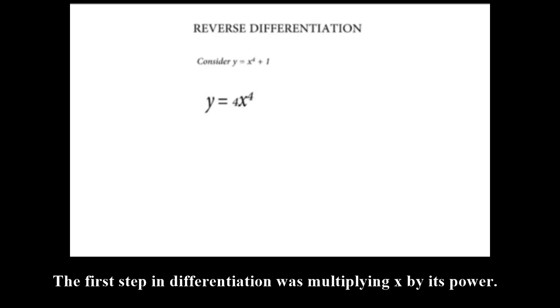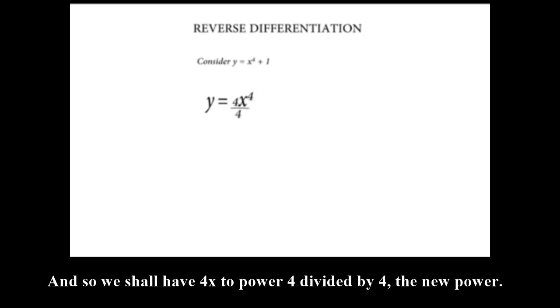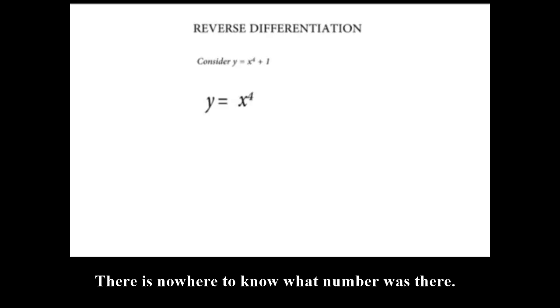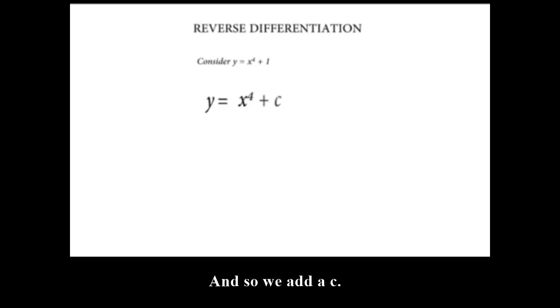The first step in differentiation was multiplying x by its power, and so the last step in integration will be dividing by the power. And so we shall have 4x to power 4 divided by 4, the new power, and so we shall have x raised to power 4. However, we had 1. How do we get it back? There is no way to know what number was there. But in any integration process, we always assume there was a constant, and so we add c. This is called the constant of integration.